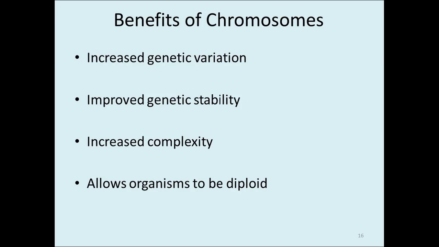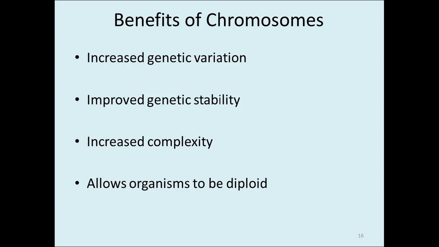We have improved genetic stability. This allows genes to be linked and inherited together. It makes the transfer of genetic information more efficient and helps to prevent loss of information because you have a backup chromosome. It allows for increased complexity. This allows more genes to be squished into that small space that is the cell, and it increases the opportunity for evolution.